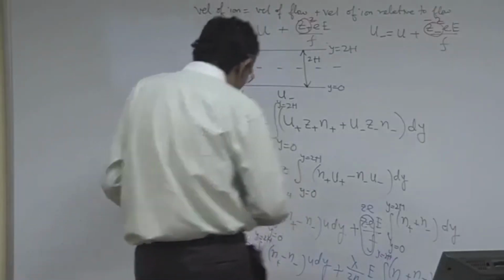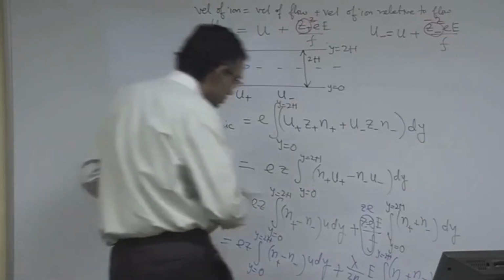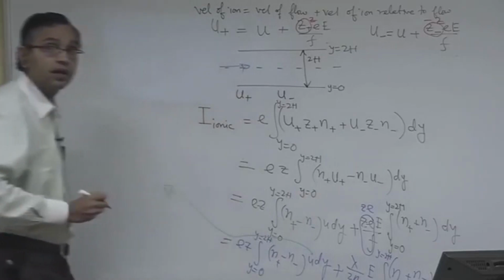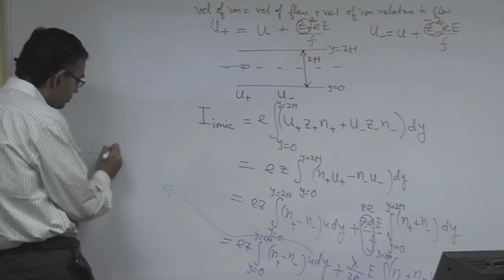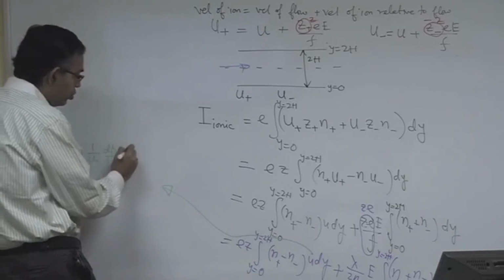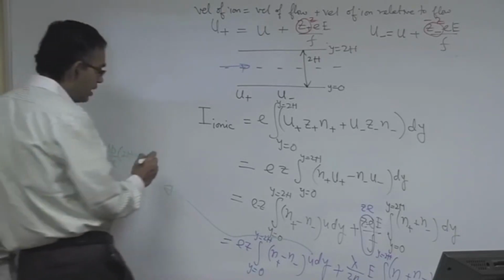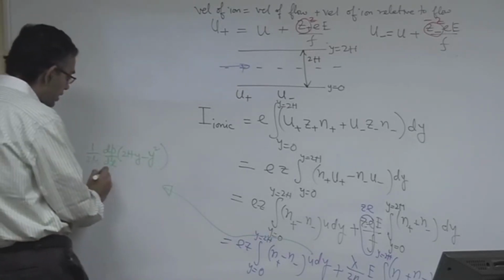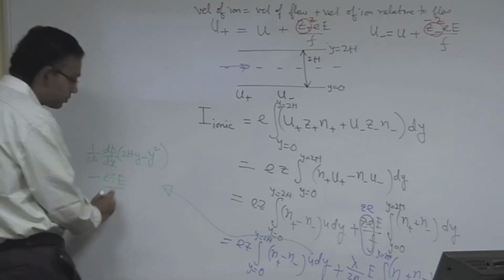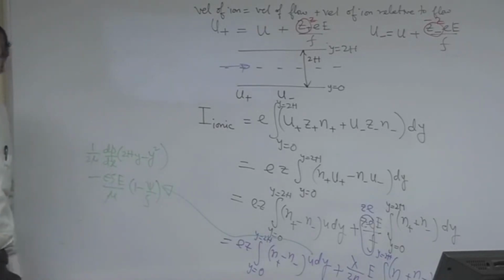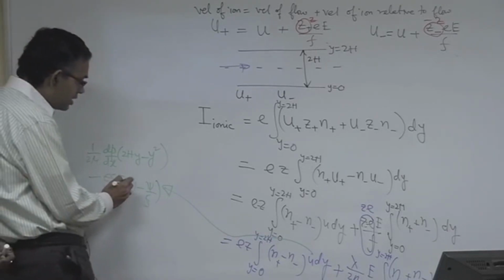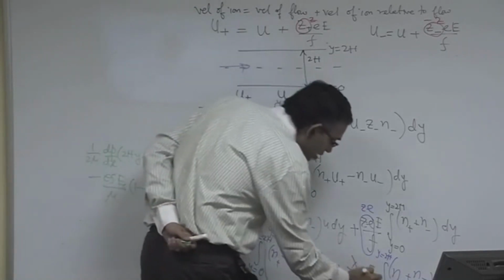So, this U is equal to 1 by 2 mu dp/dx into (2 h y minus y square), minus epsilon zeta E by mu into (1 minus psi by zeta), right. What is this E? This E is the streaming electric field. Similarly, this E is also the streaming electric field.